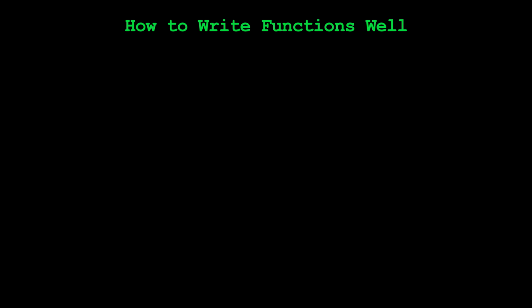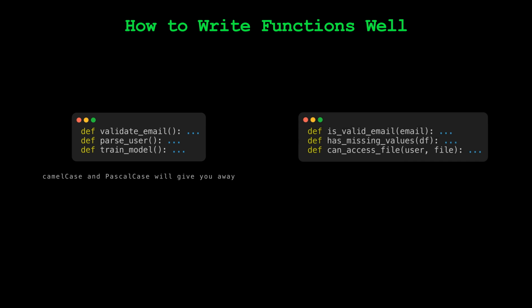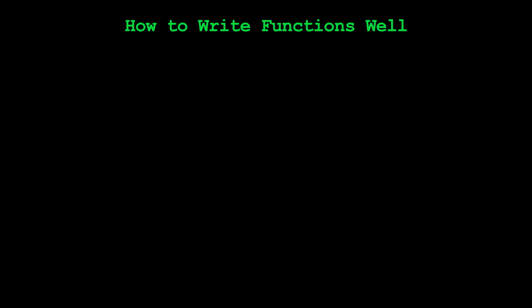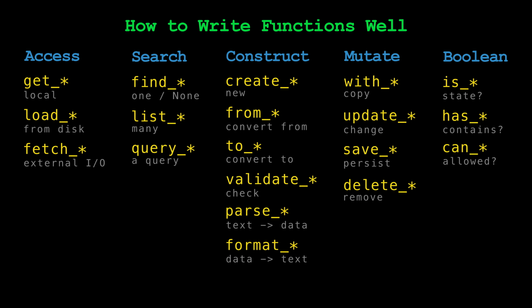Here are some practical tips. First off, if you want to blend in with the Python crowd, use snake case when naming your functions and variables. The name should usually start with a verb and tell you what the function does. For example, you can use is, has, or can for functions that return booleans. Be consistent with verbs that are common across programming languages.